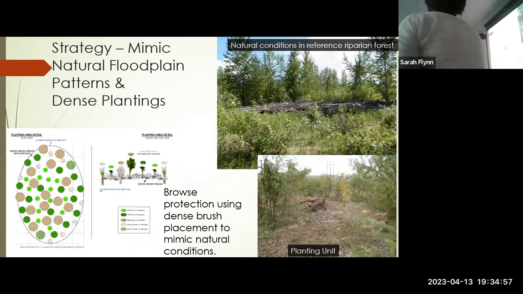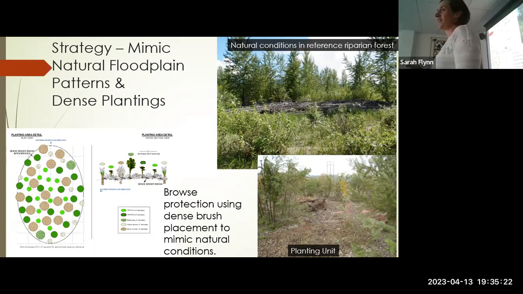So we also look at what's going on in our sites. This top picture is just a natural condition where there's a whole bunch of woody debris racked up in the trees. And often when you see that, you see a bunch of other little plants growing up through that woody matrix. And so we've kind of tried to mimic that in some of our plantings.